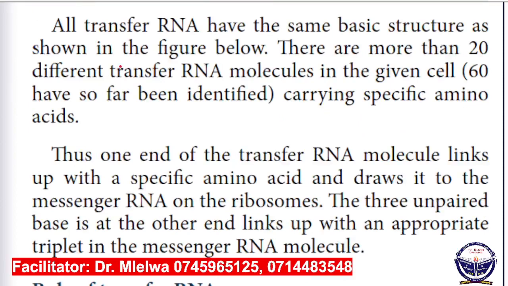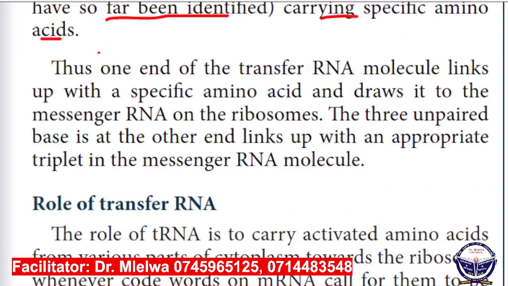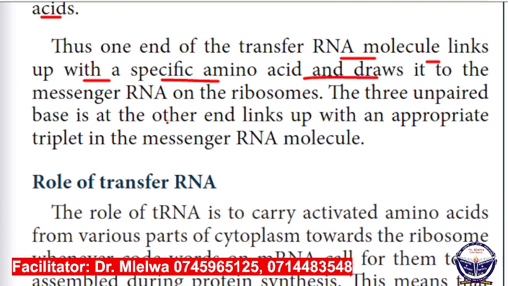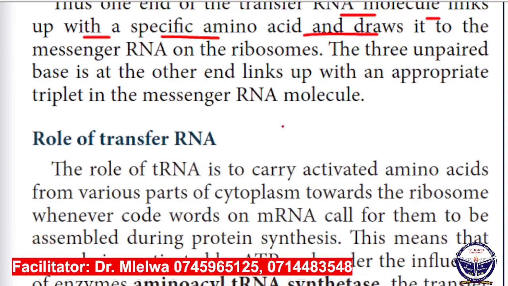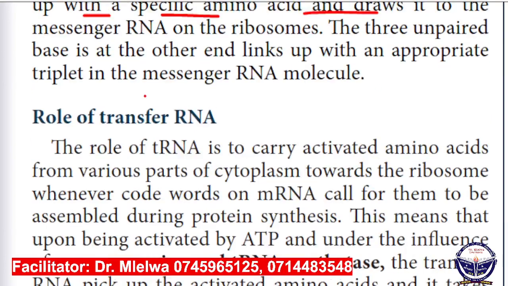There are more than 20 different transfer RNA molecules in a given cell. 60 have so far been identified carrying specific amino acids. Thus, one end of the transfer RNA molecule links up with a specific amino acid and it draws it to the messenger RNA on the ribosome. Inachukua amino acid inaivuta kuja kwenye ribosome. The three unpaired bases at the other end link up with the appropriate triplet in the messenger RNA molecule. Kuna relation kubwa sana.